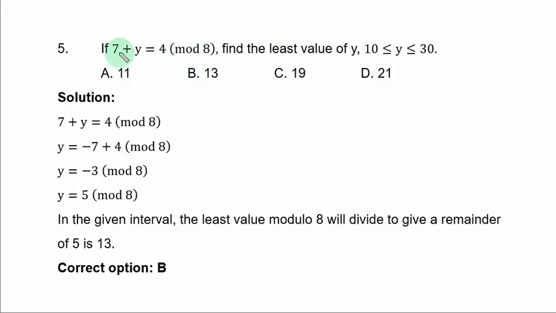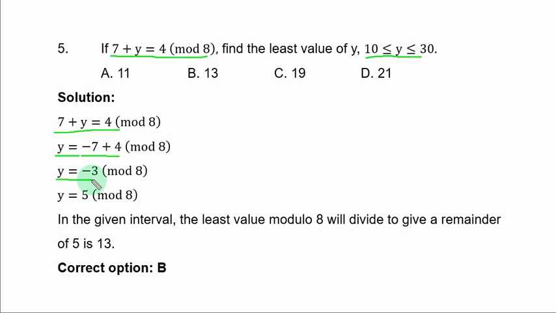Question 5. If 7 plus y is equal to 4 modulo 8, find the least value of y in the range 10 less than or equal to y less than or equal to 30. So let's solve for y first. Collect like terms in this place. You have y equal to, you transfer plus 7 becomes minus 7 plus 4 modulo 8. Y is equal to minus 3 modulo 8.